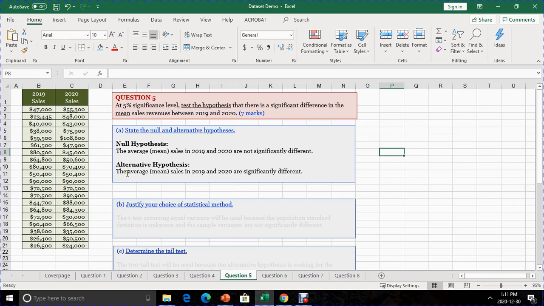The alternative hypothesis will have it that the average sales in 2019 and 2020 are significantly different, meaning that they are not the same, they are not equal, and they are far apart from one another.